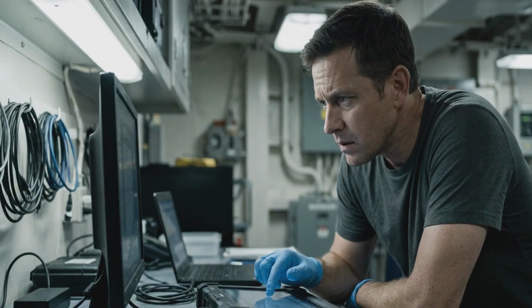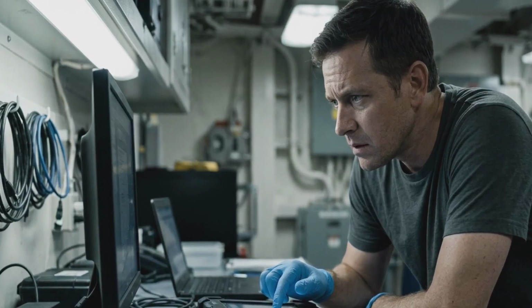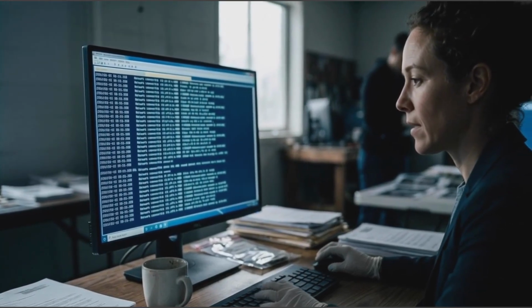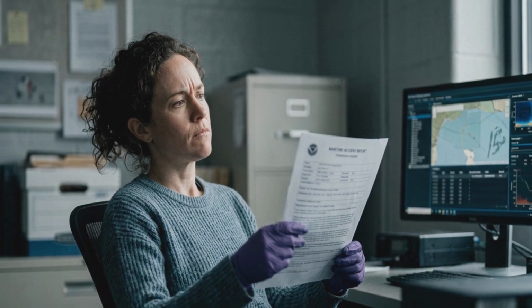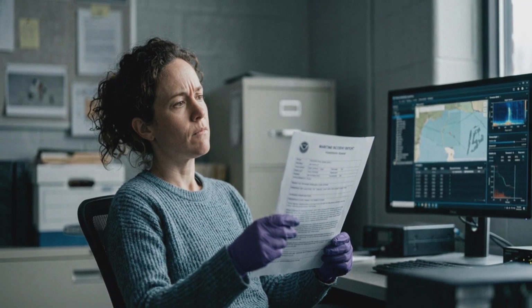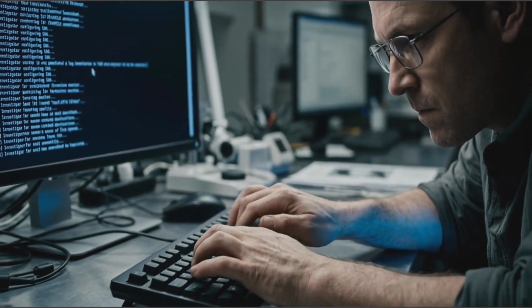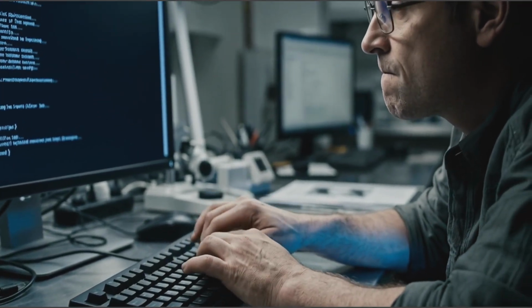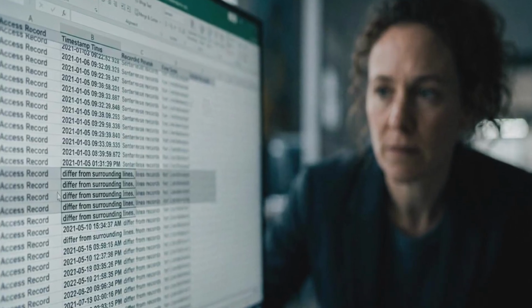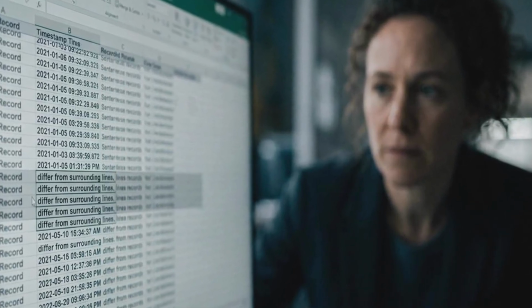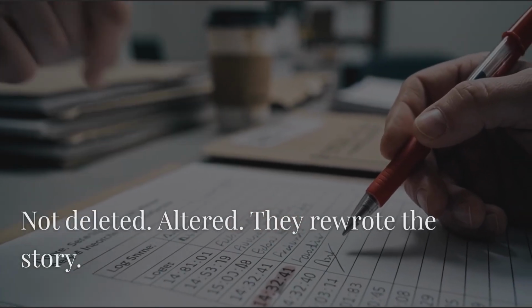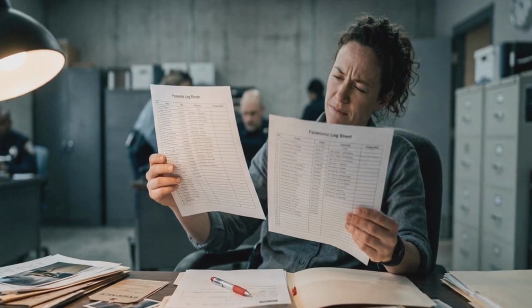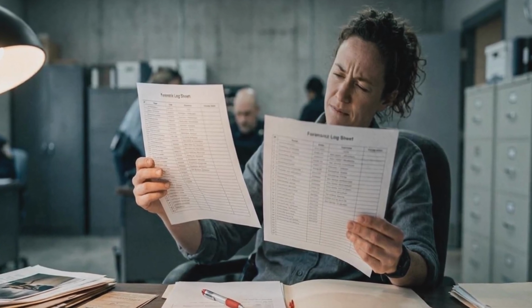Clue number 2, the anomalous machine. When digital forensic investigators pulled the activity logs, something was immediately wrong. The laptop had been connecting to the ship's onboard network at timestamps that were physically impossible if the owner had gone overboard hours earlier. Not just connecting, writing. Server-side log entries were being modified, timestamps were shifting, access records were being quietly, methodically altered. Not deleted, altered. Because whoever was doing this wasn't trying to erase the story. They were trying to rewrite it.